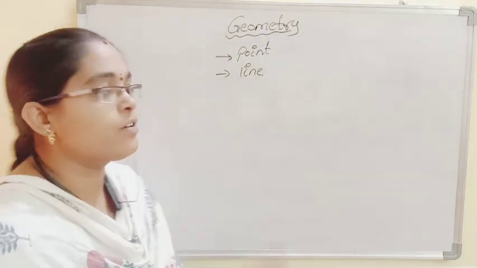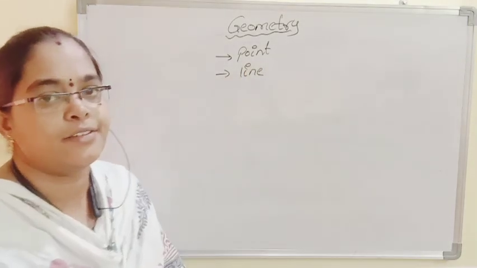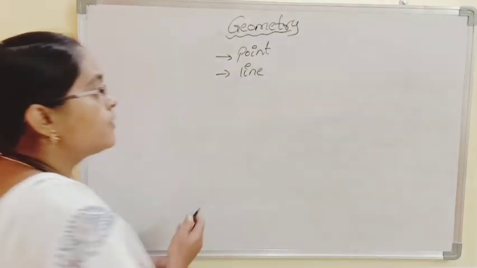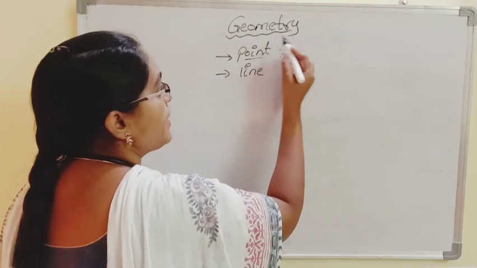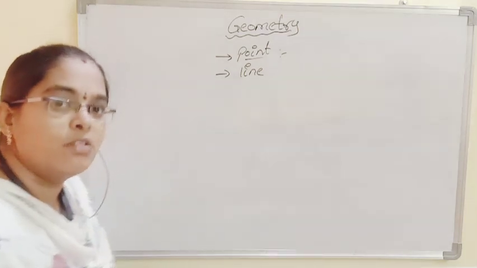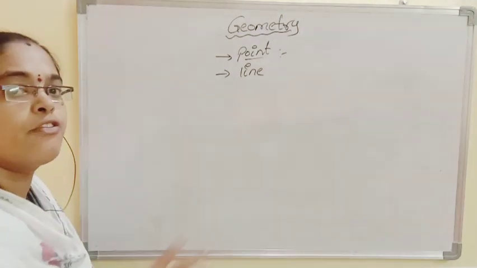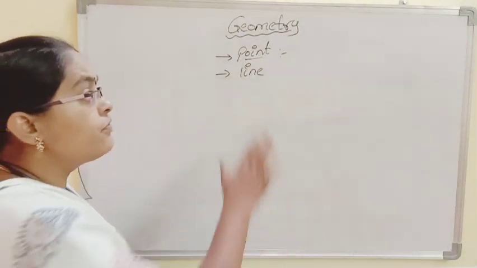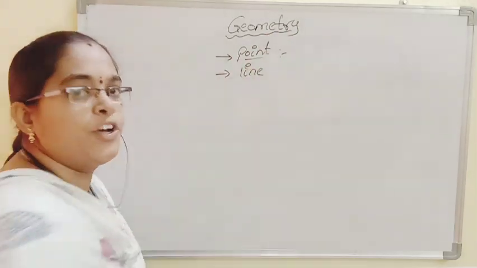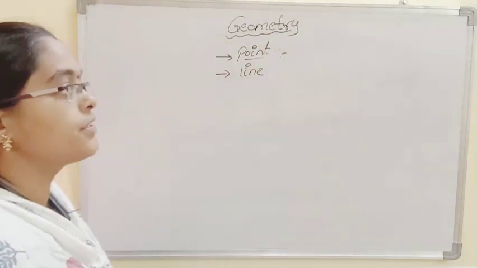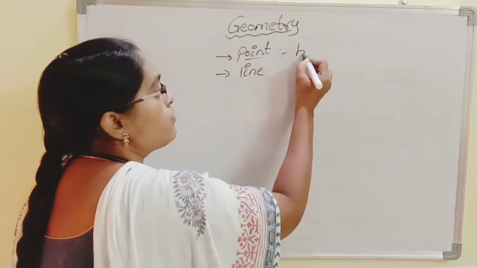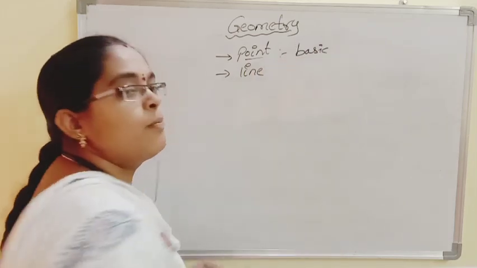In this video, we are going to learn about point and line. So, what is a point? Point is the basic thing of geometry. To learn languages, we need to learn alphabets first. Same like that, for geometry, the alphabet is point. So, the starting thing is point. The basic part of geometry we are calling a point.